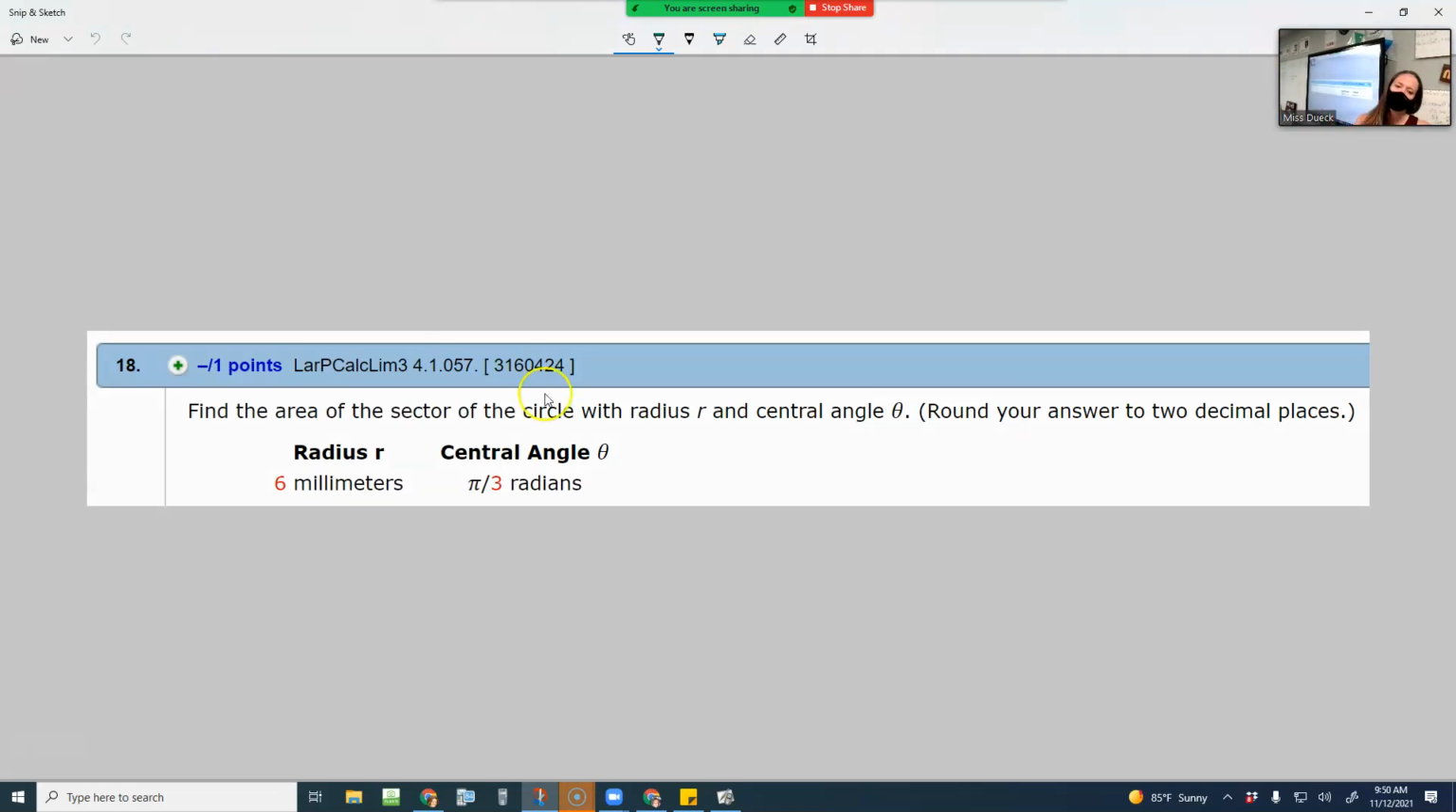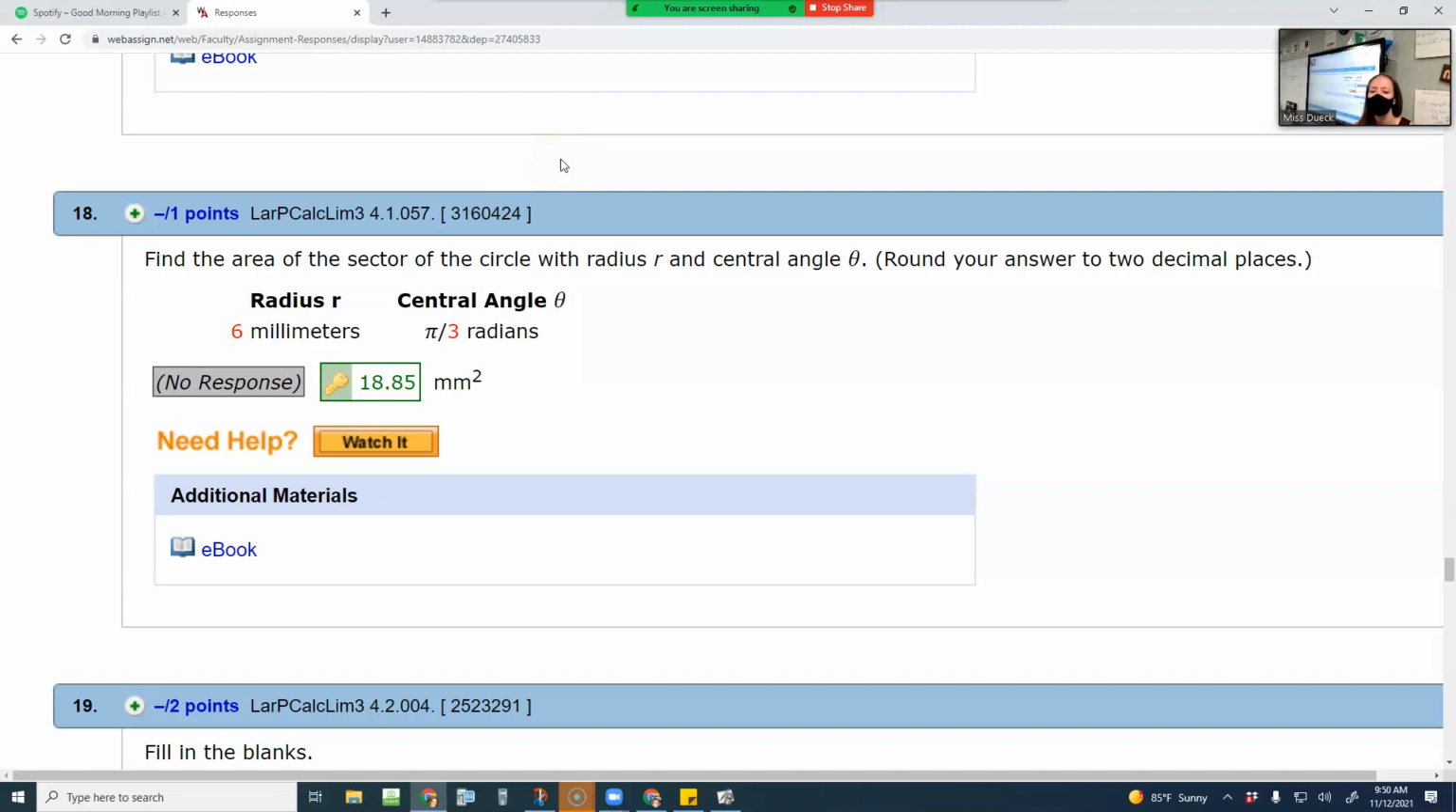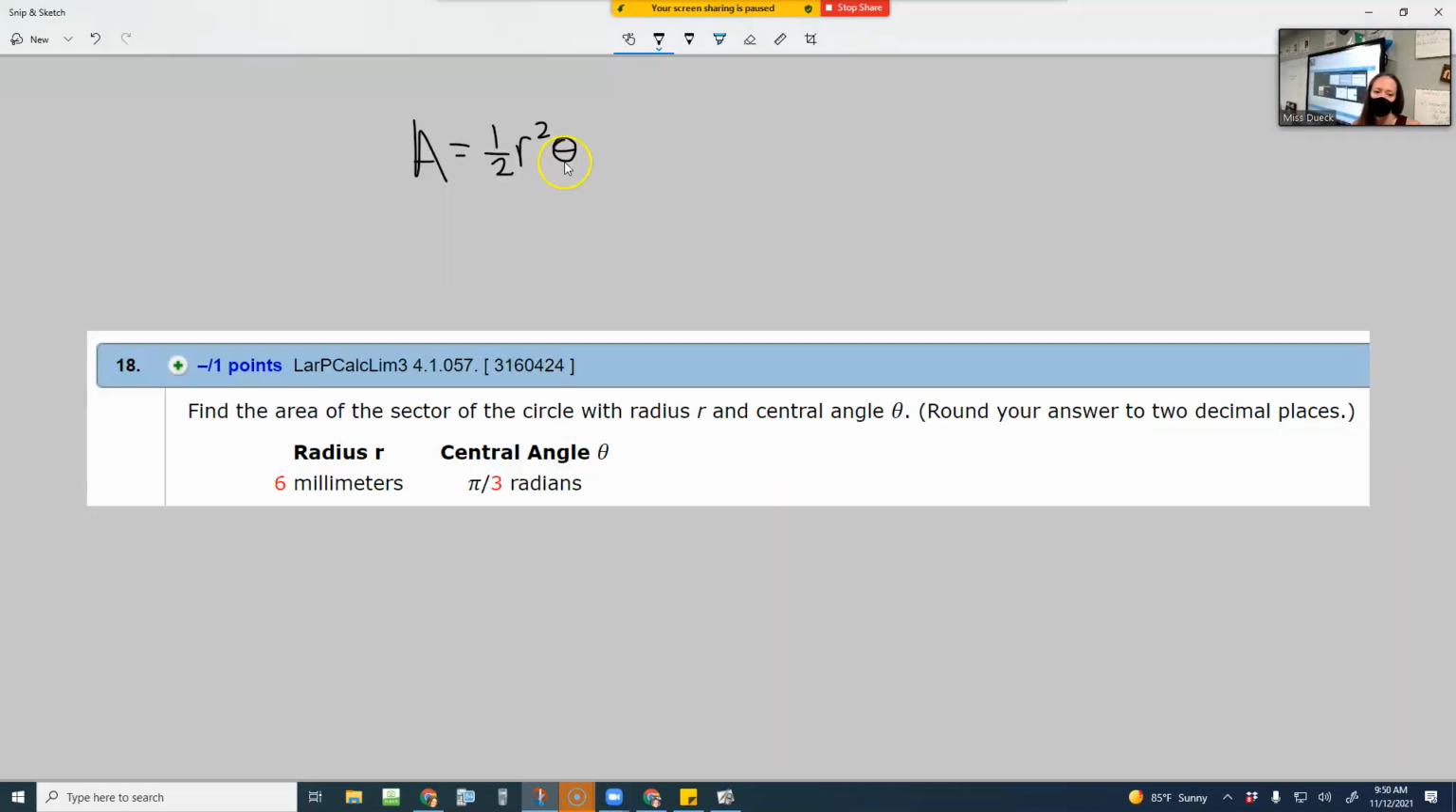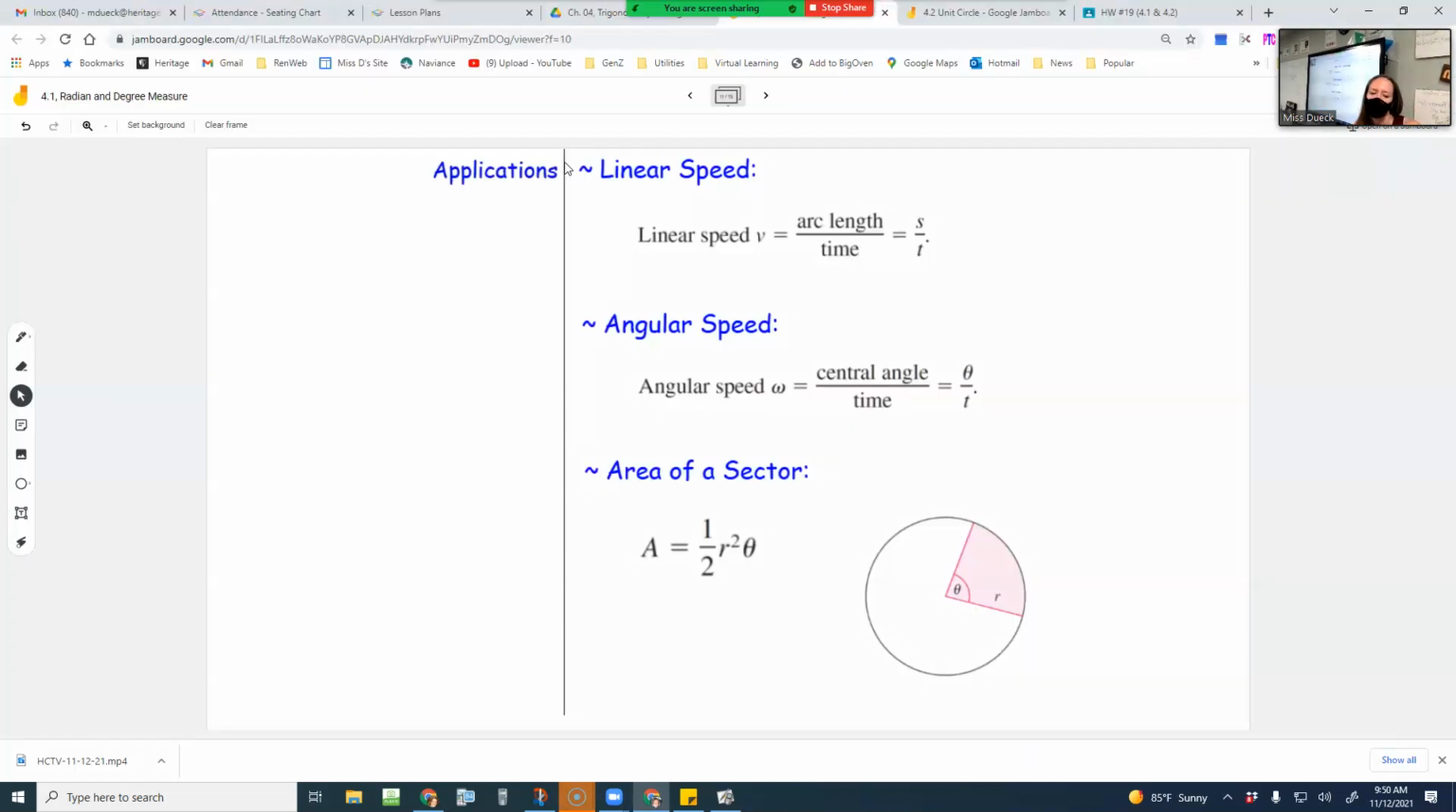So area of a sector, I need A equals, if I follow my formula on the Jamboard, A equals 1/2, let me double check, R squared theta. Jamboard, where are you? There you are. 1/2 R squared theta. Check. Hey, pause. What if it was all the way around the circle? What would my theta be if it was the whole circle?